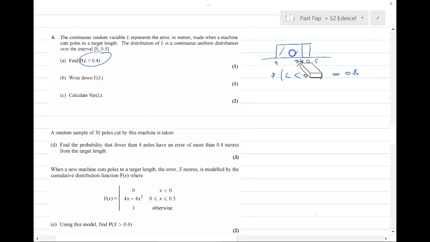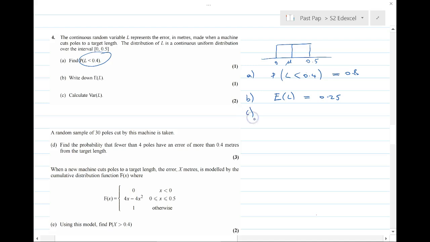E(L), again by symmetry, we can see that the mean will be halfway along there. So E(L) equals 0.25 because it's halfway between 0 and 0.5.